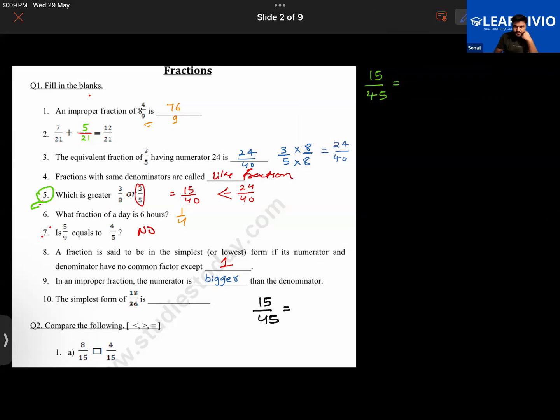Okay, look here. 15, I can write as 1 multiplied by 15. 45, can't I simply write as 3 times 15? For your convenience, read the table of 15. 15 threes are 45. So 15 is in the denominator and numerator, and it gets cancelled. What are you left with? 1/3.